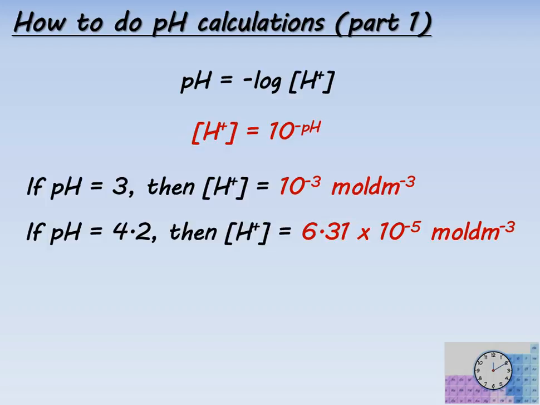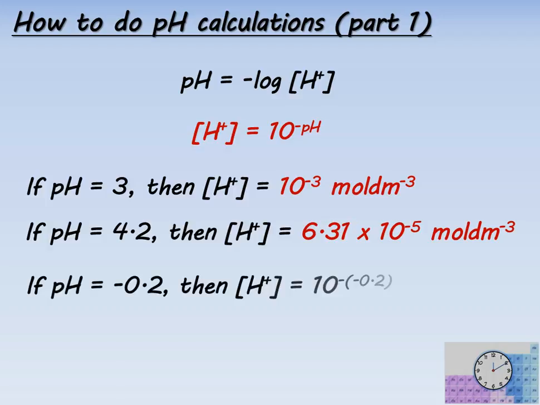And because you can have negative pHs, just be careful putting that into the equation. If pH equals negative 0.2, then the hydrogen ion concentration is 10 to the negative pH, 10 to the negative negative 0.2, which leads us to a concentration of 1.58 moles per dm cubed.